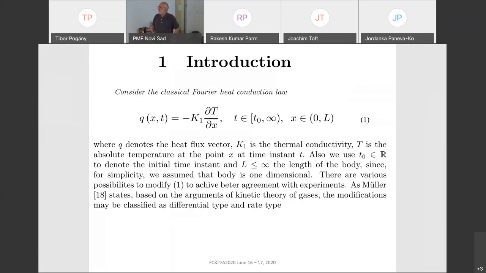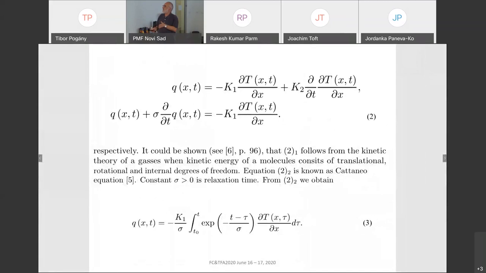And when this equation is combined with... first of all, I talk about generalization of this equation. The simple generalization is to add yet another term with a constant that is proportional to the mixed derivative of temperature, that is, the derivative with respect to time and with respect to space. This generalization is motivated by the kinetic theory of gases, and this second term corresponds to the case when the kinetic energy of a molecule consists of translational and rotational velocity. Note that this introduces a higher order time derivative.